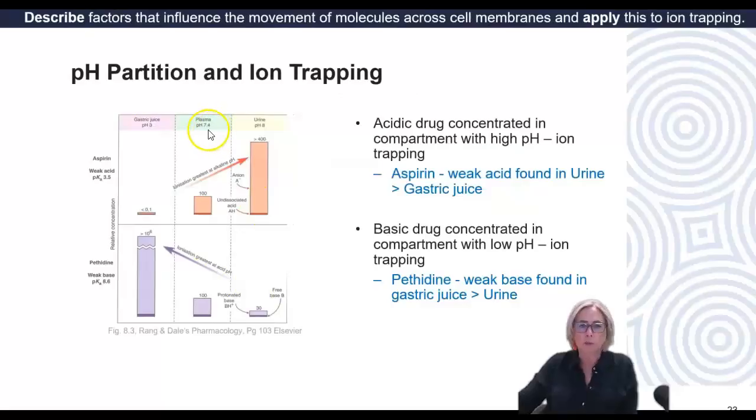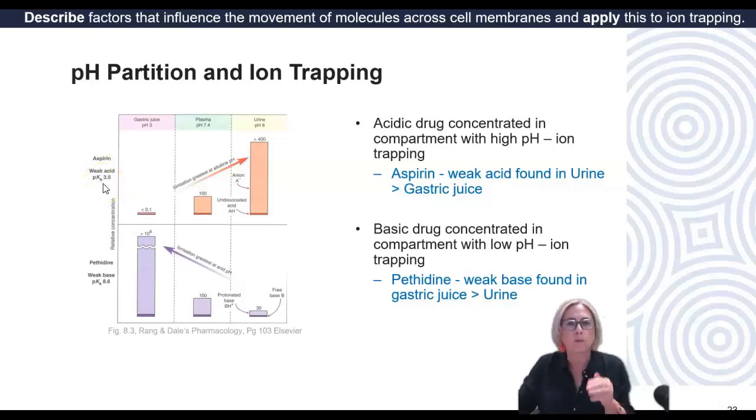We've got three different compartments. We've got gastric juice, so the stomach, with the low pH of 3. We've got blood plasma, 7.4, and then we've got urine, and in this case the pH of this urine is more basic than the plasma, so pH of 8. We've got two drugs here, aspirin, which is a weak acid with a pKa of 3.5.